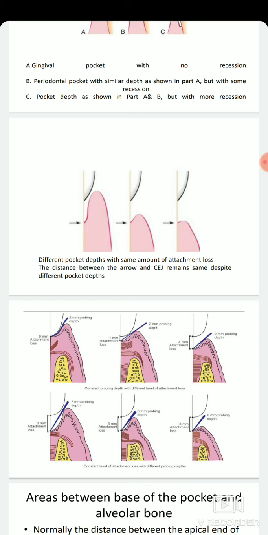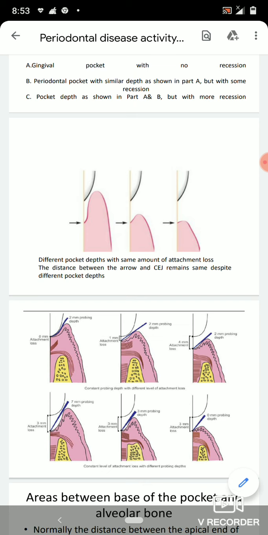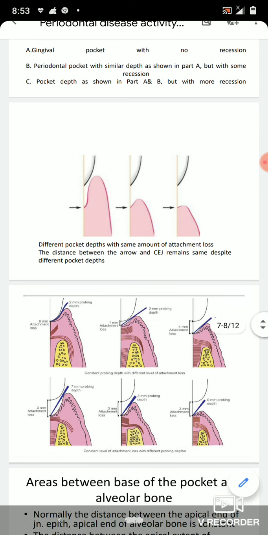the base of the pocket is constant, but the cement enamel junction is exposed. So the pocket is measuring only 1 millimeter, but there is about 4 millimeters of gingival recession associated, whereas figure C represents more, about 5 millimeters of gingival recession, but there is no pocket associated in this particular picture. So this signifies the attachment loss with or without association with periodontal pocket.